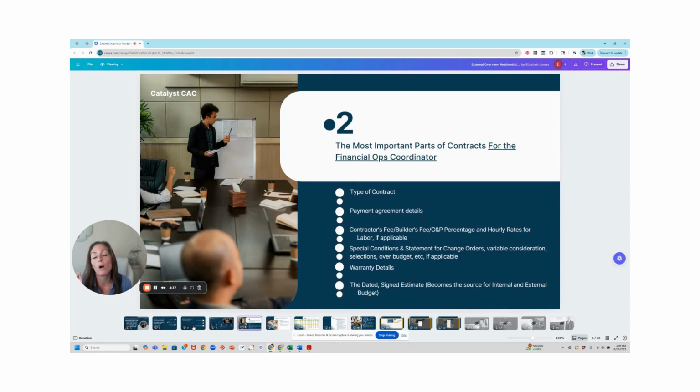All right, so what are the important parts of the contract for the FinOps coordinator? You need to let your FinOps coordinator see the contract, know the contract, have access to the contract, and be able to refer back to the contract as they go through the project. Because if they know the terms of the contract, they can implement those terms and they can help reduce your risk. So they need to know what type of contract they have.